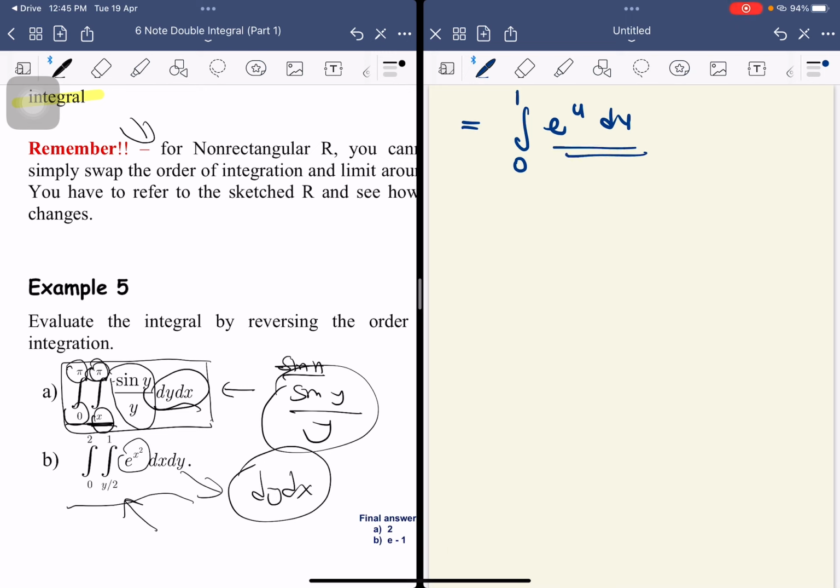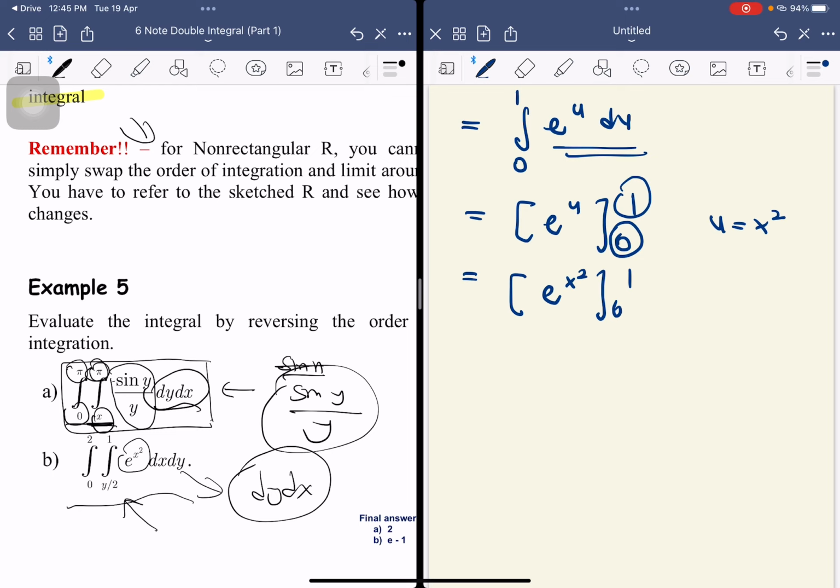Integrating e to the power of u gives e to the power of u as well, from 0 to 1. But we must remember this limit is in terms of x, and u is equal to x squared, so don't forget to replace it. So e to the power of x squared, from 0 to 1. You're going to get e to the power of 1 minus e to the power of 0, or you can simplify it to e minus 1. So this is the final answer for the second question.